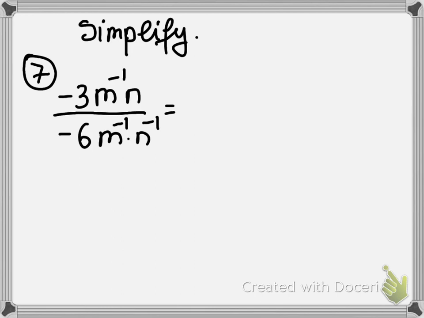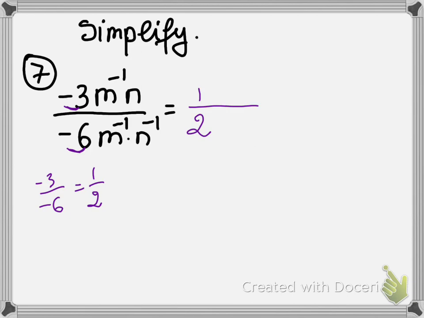Okay, so here we have a fraction. Let's simplify this fraction. Negative 3 divided by negative 6 is 1 over 2. You know how to reduce a fraction. Negative 3 over negative 6 is 1/2, because we're dividing by negative 3. Negative 3 divided by negative 3 is 1, and negative 6 divided by negative 3 is 2.